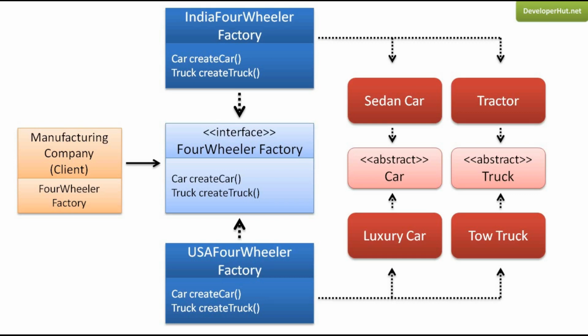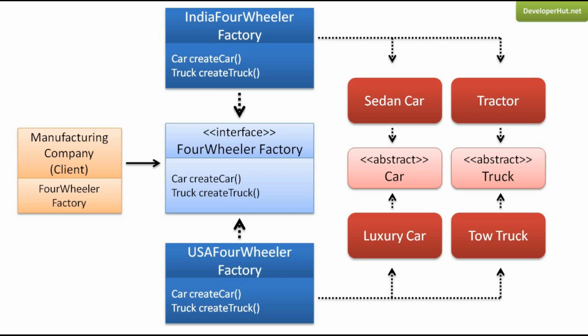So even if the company adds any additional country, for example Italy or France, which is selling the sedan car as well as the luxury car, and in the truck category they are also selling the tractor as well as the tow truck, right? So they will again only create the Italy four-wheeler factory. However, they don't need to add actual code into the client section. Okay, so now let's go ahead and implement this with an actual programming example, and we will understand how it saves your code duplication.